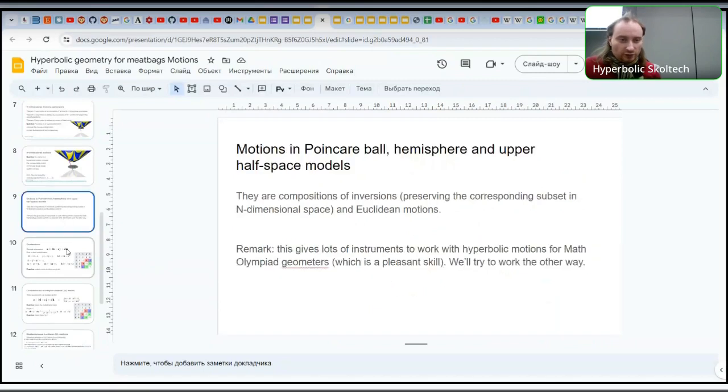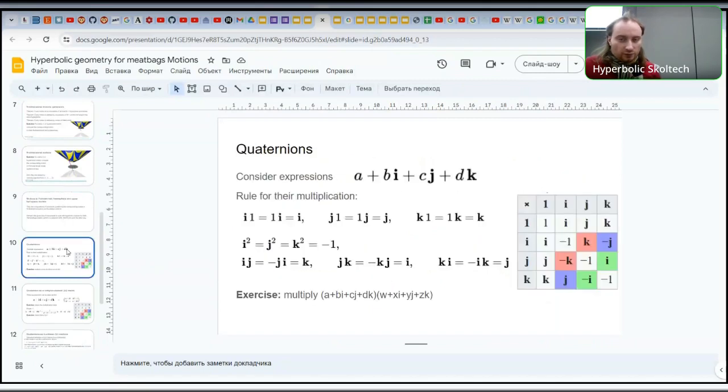Okay, so let's move to 3D motions. How can we model this actually? Actually, there is a very nice relation with some other part of science. Let's define quaternions. The history of quaternions was that people were fascinated by the idea that probably we can multiply three-dimensional vectors as we do with complex numbers on the plane, yeah.